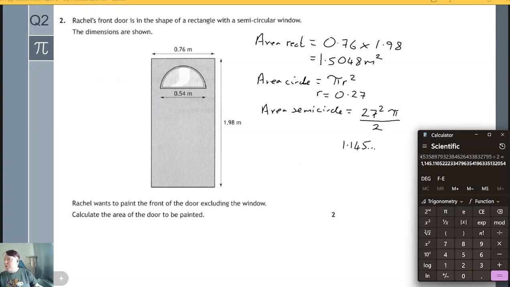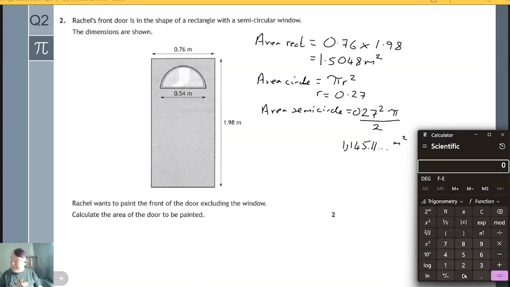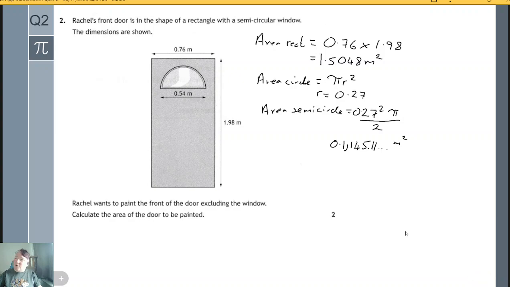Hang on, I'm reading that wrong. 1,145.11 meters squared. I've done something wrong here. This doesn't make sense. I'm going to work this out. Okay, I know what I did wrong. That should be 0.27. Let's try that again. This is where they get you in the exam because you're in a rush to do things. You make mistakes. But it's recognizing that that was impossible. I'm just going to find that my decimal point moves with this, but I'm going to do it anyway. Divided by 2 equals 0.114511 and so on.